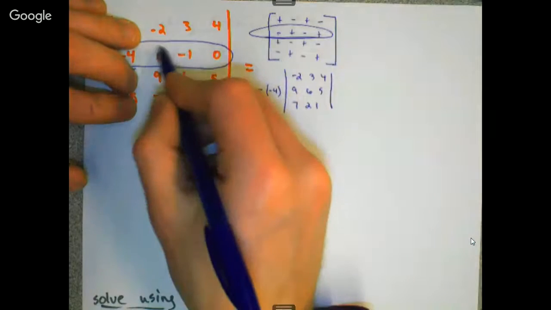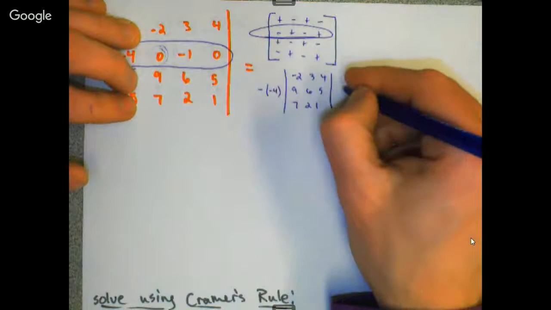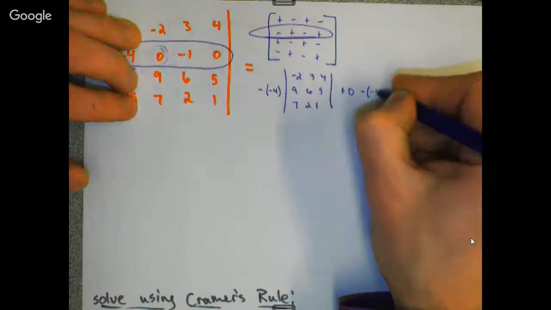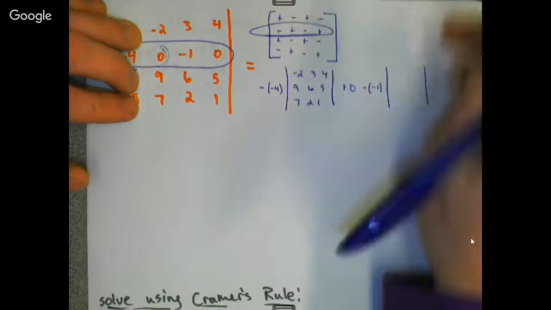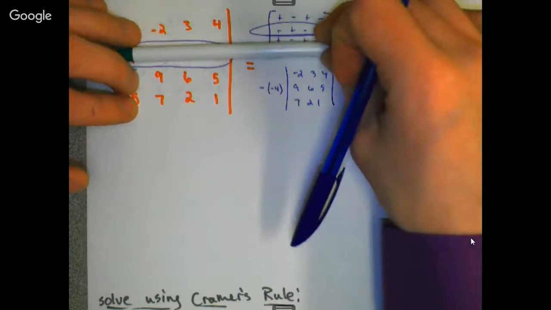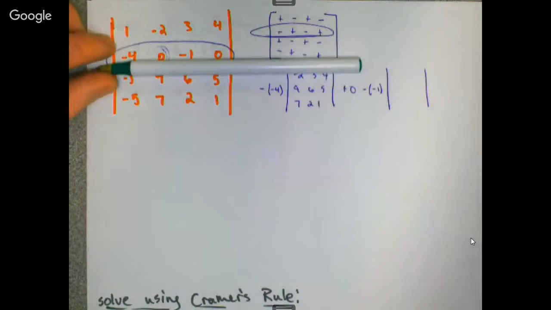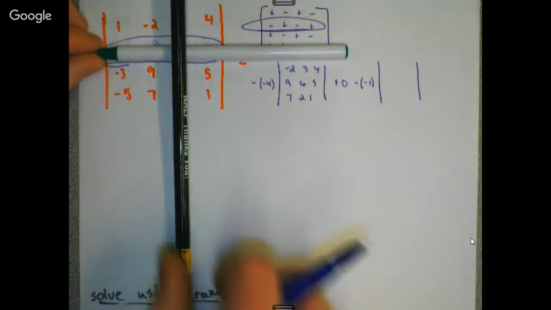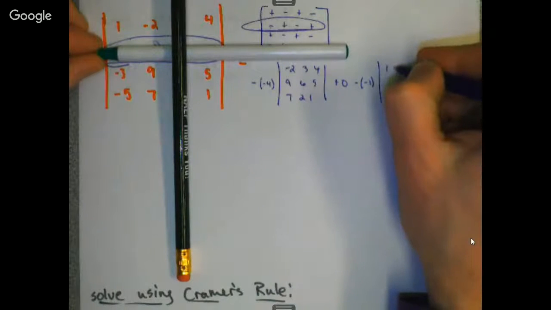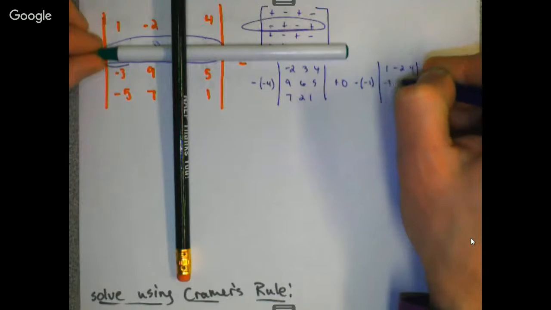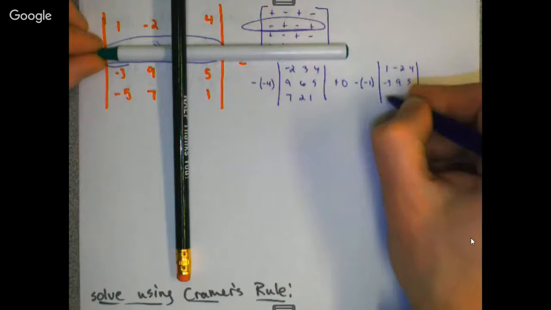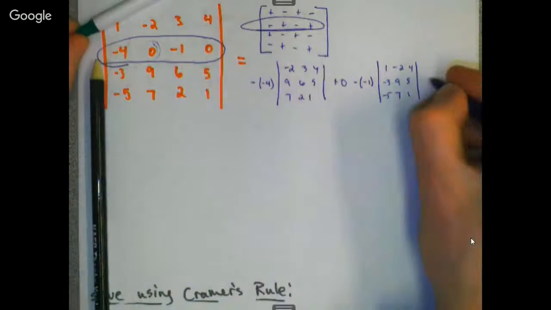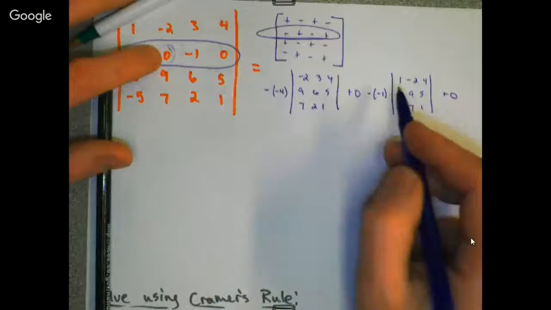So then our next number is 0, so we'll leave it out. So we'll put +0 just because we have that sign. And then we have minus -1, and we'll have a 3 by 3 there. So again, we cover up that row and that column there. Cross out all those numbers, and we're left with 1, -2, 4, -3, 9, 5, -5, 7, and 1. And then our last one is 0, so we don't need that. So really, we only need 2 parts there.